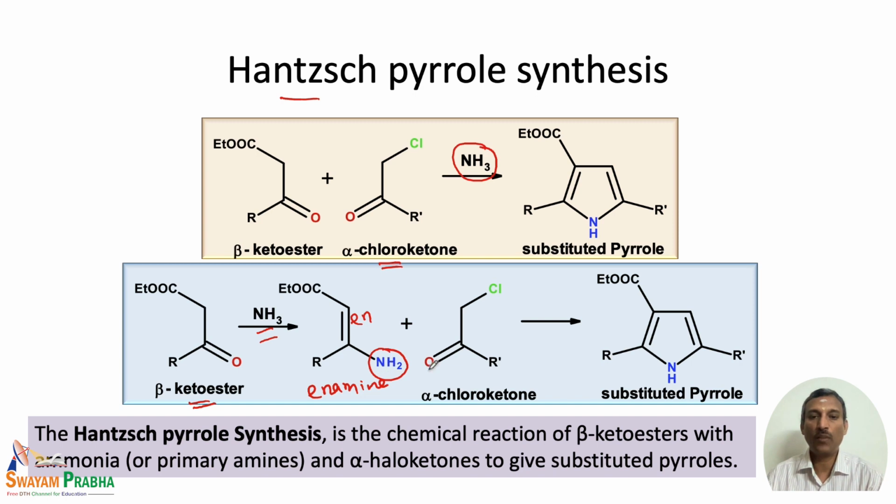This enamine and the carbonyl oxygen first condense, and then the cyclization takes place from this particular pi bond, and this particular halogen is lost when this attacks this particular carbon. Because this is an electrophilic carbon, chlorine is a very good leaving group. So, this cyclization occurs very readily, that leads to our final substituted pyrrole.